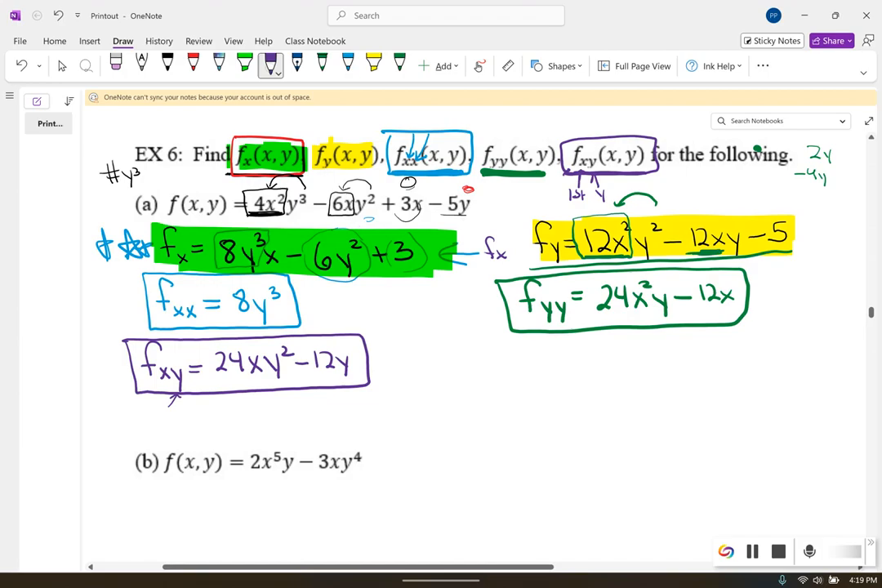And then I'm going to show you something. If I take the derivative with respect to y first, which is this yellow part here, and then I take the derivative with respect to x. Let's look at that. So I took it with respect to y in yellow, and now I'm going to take the derivative of that yellow part with respect to x.